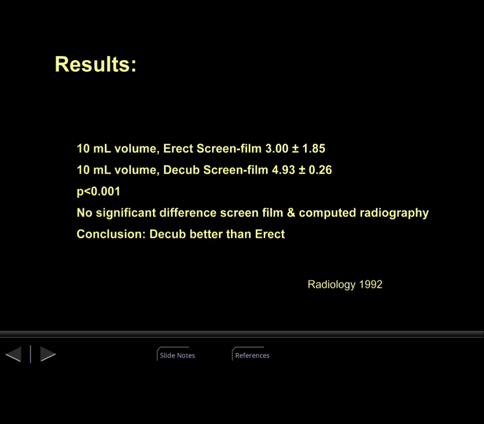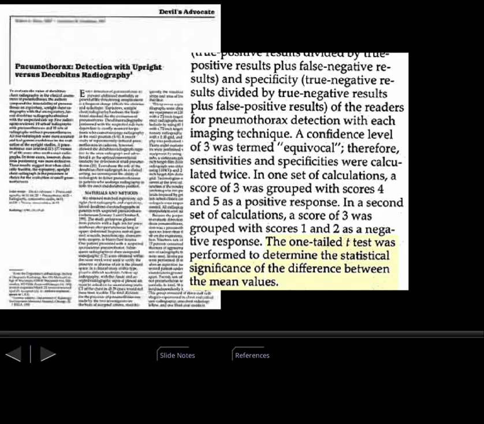What did they conclude? First, there was no difference between film screen and computed radiography. Second, the best technique to detect pneumothorax was the lateral decubitus position. Because the mean score for the decubitus film was 4.93, which was significantly different than the mean score for the erect film of 3.0 with a p-value of less than 0.001.